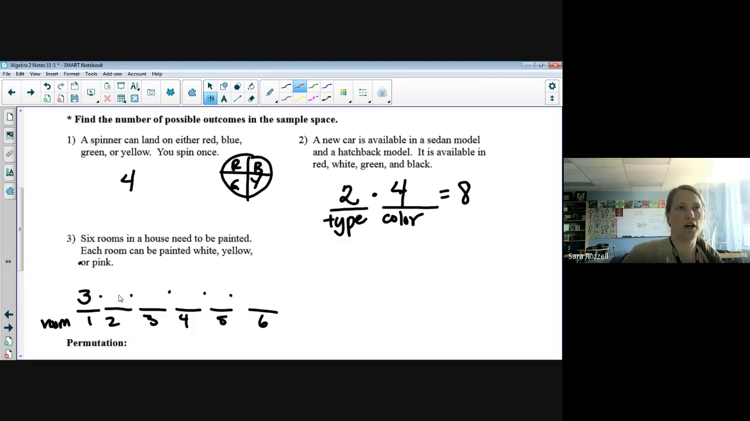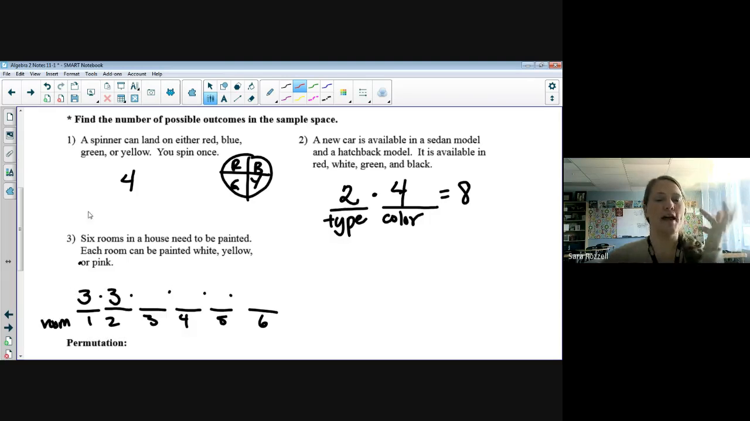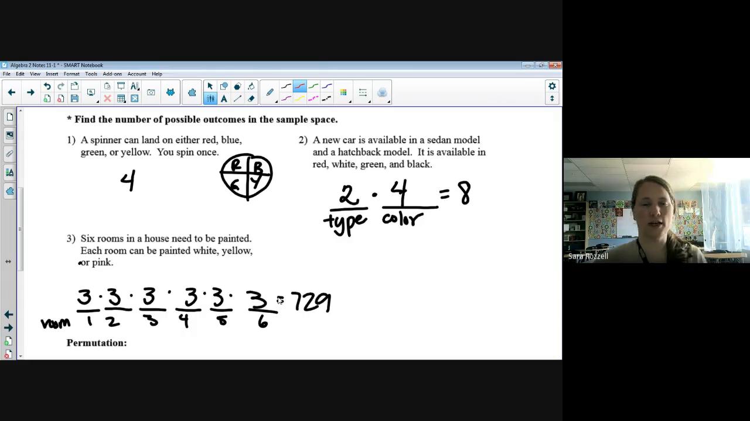For my second room, how many color options do I have? Is it still 3 or is it 2? It's still 3. Once you paint a color, you could still use it. It doesn't tell you that you took that one away. And so do you think it's 3 for all of them? Because they can each be white, yellow, or pink? Yeah. So to see all the different combinations we could have for this room, we're going to do 3 times 3 times 3 times 3 times 3 times 3. Or 3 to what power? 3 to the 6th power, yeah. That's 729 different ways that we could paint these rooms.